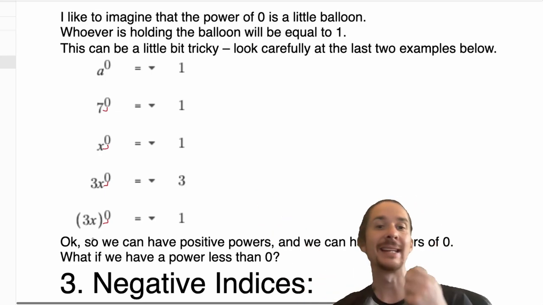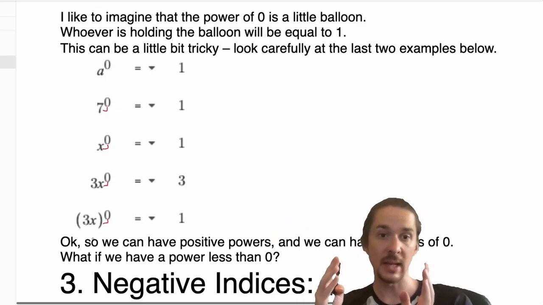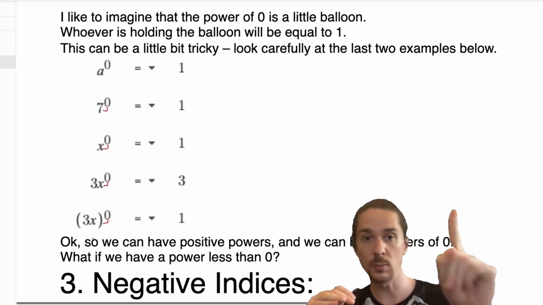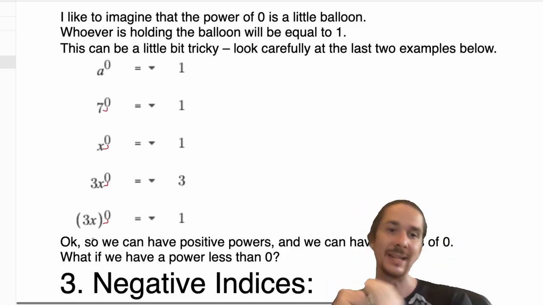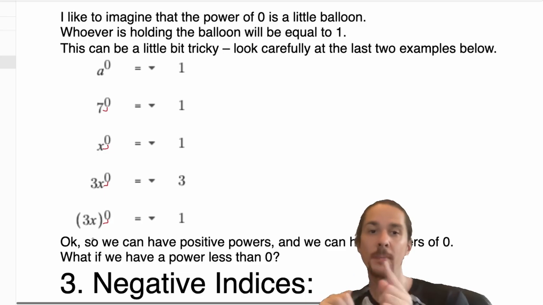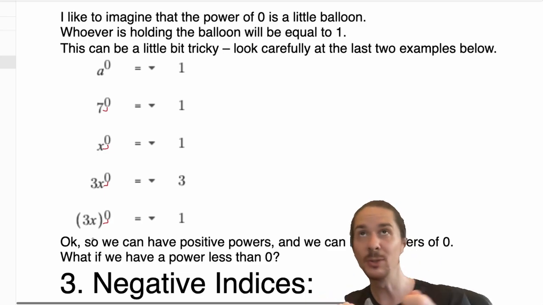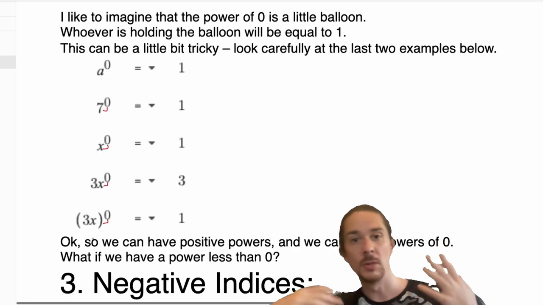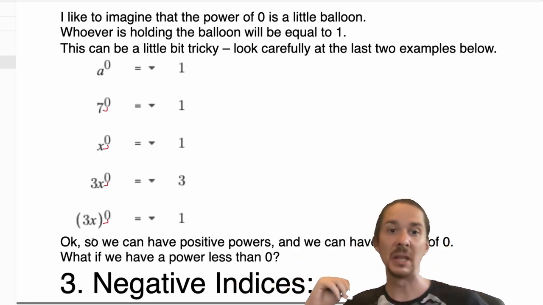This is something that can trip you up. Even though this is a very simple and easy to understand rule, anything to the power of 0 equals 1, you can get tripped up very easily if you're not paying attention to who is holding the balloon. We can have positive powers and we can have powers of 0. What if we have a power less than 0?